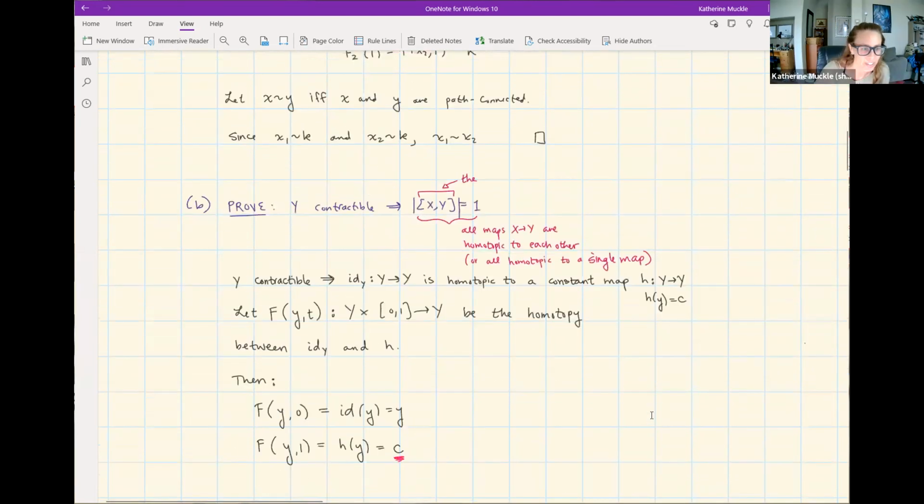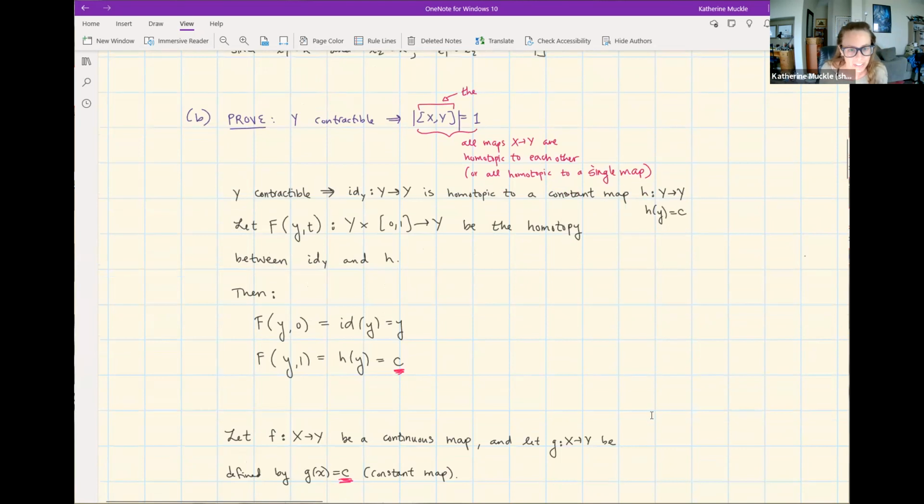All right. So for part B, we want to prove that if y is contractible, then the size of [x,y] is equal to 1. So you can think of this as all of the maps from x to y are homotopic to each other, or they're all homotopic to a single map. So basically what I'm going to do is show that they're all homotopic to a constant map.